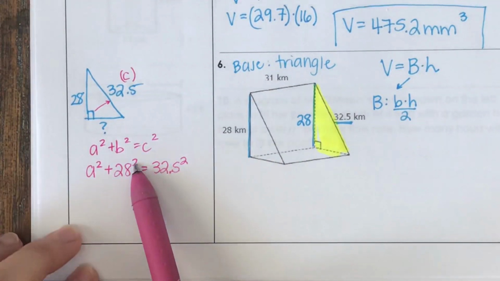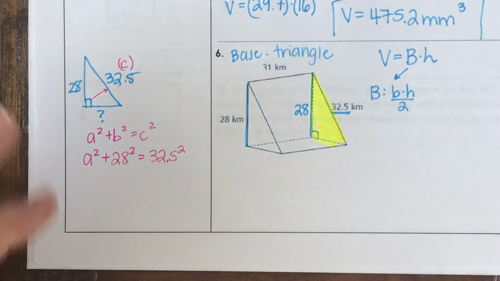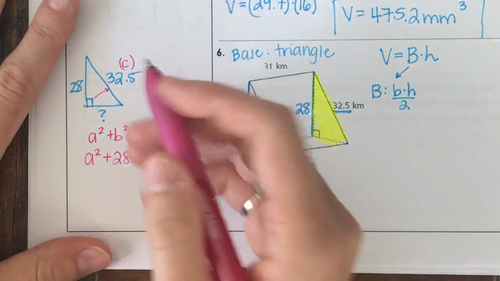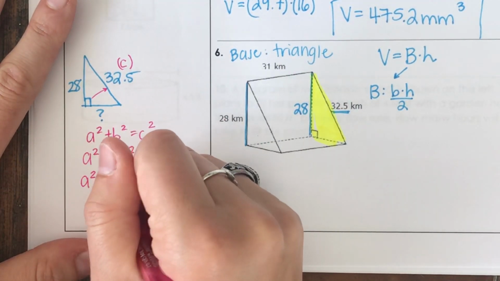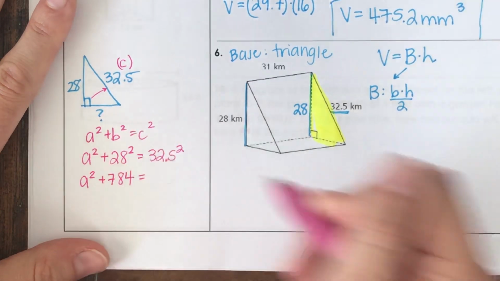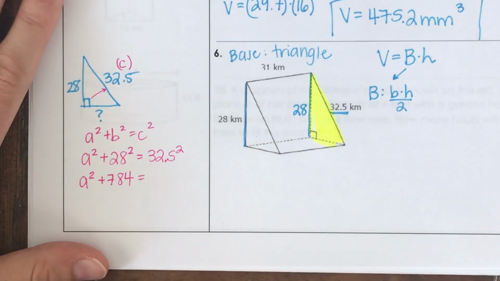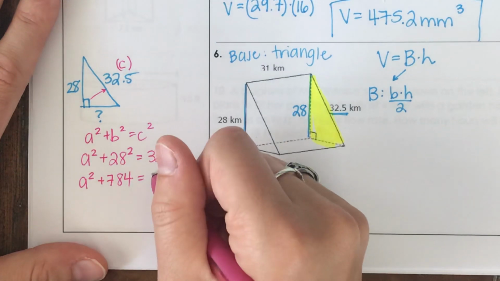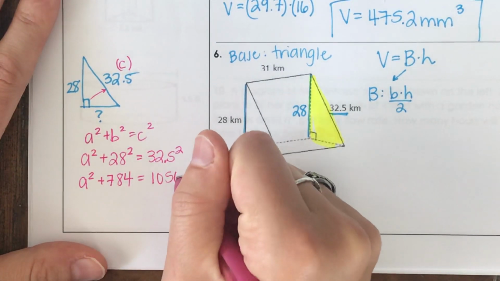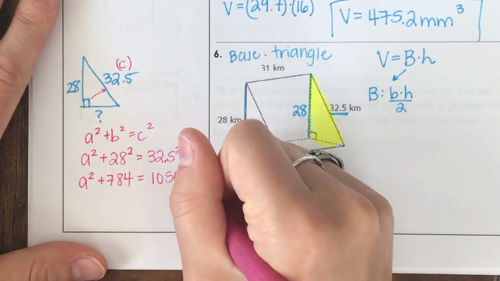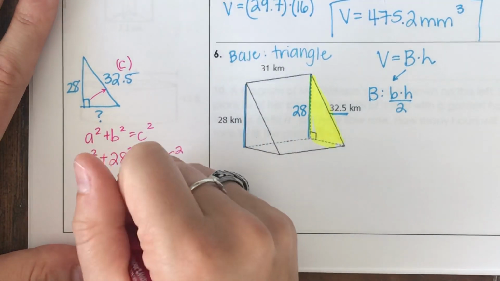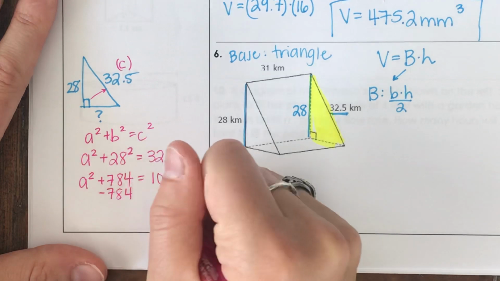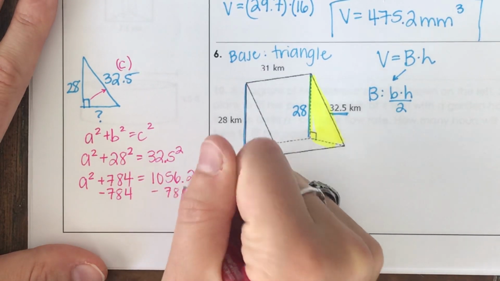Now we're going to square some numbers. We're going to do order of operations. 28 squared is 784. 32.5 squared is 1056.25. Now I want to get A by itself, so I'm going to subtract 784 from both sides.